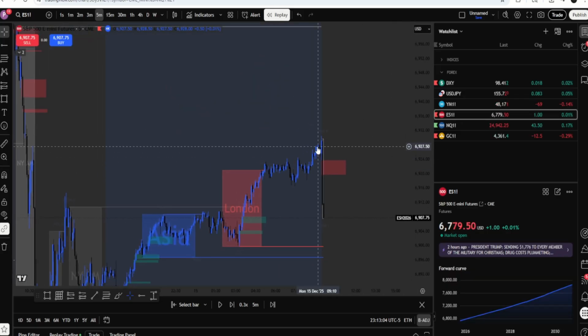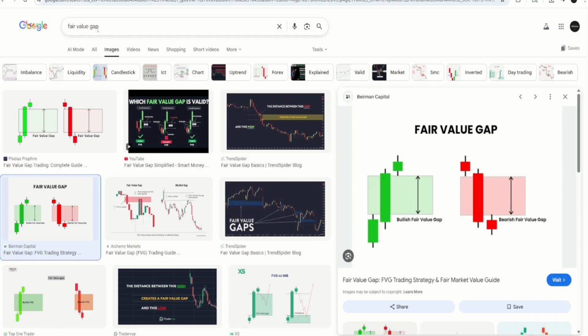Oh, holy shit. Do we? No, we made a higher high right here. Oh, yeah, this is probably a news move, I'm not gonna lie. But the point is, SMT divergence is going to look like this. Let me bring up a picture for y'all so y'all don't get confused.